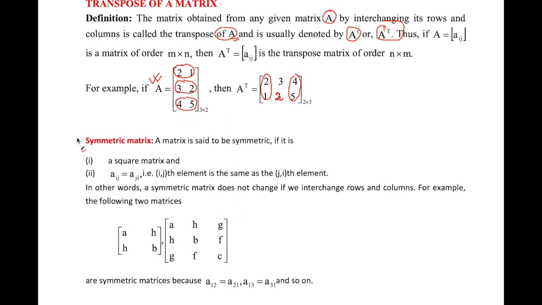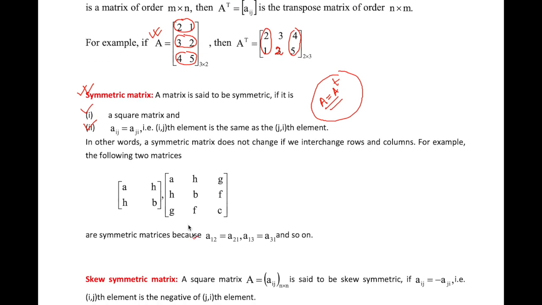And then symmetric matrix. A matrix A is said to be symmetric if A and its transpose are equal. If A equals A transpose, a matrix A is said to be symmetric. In other words, a matrix is said to be symmetric if it is a square matrix and a_ij equals a_ji, which means A equals A transpose.